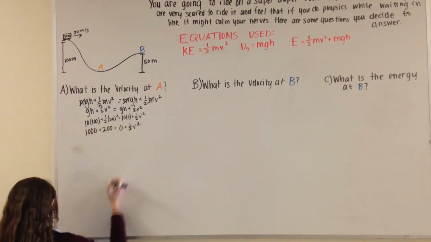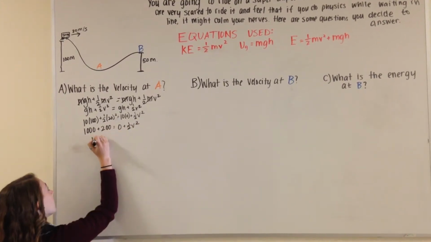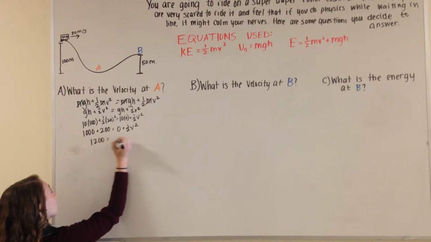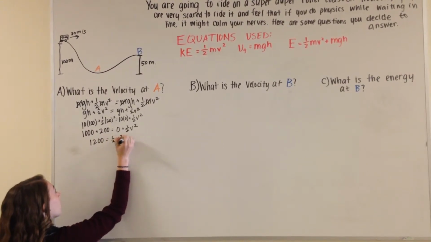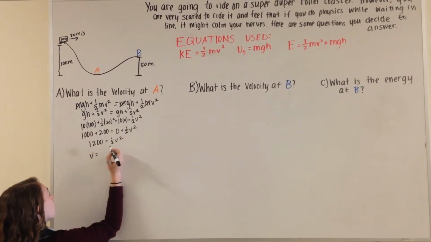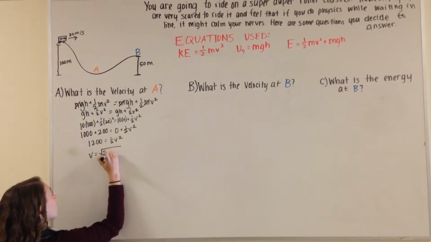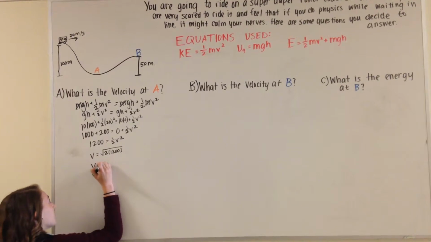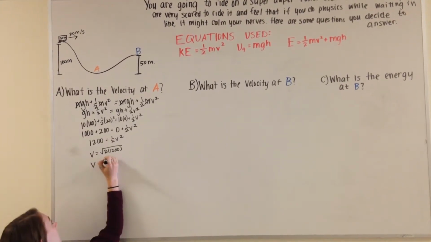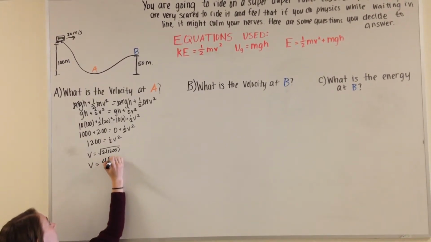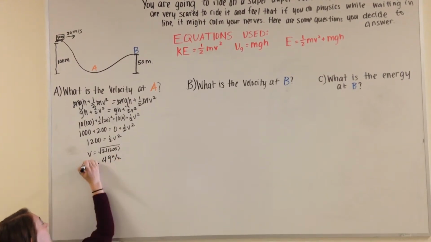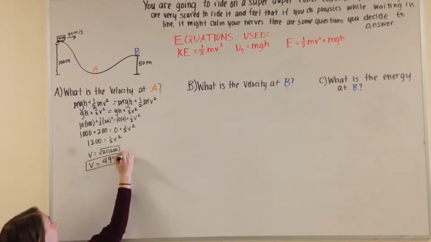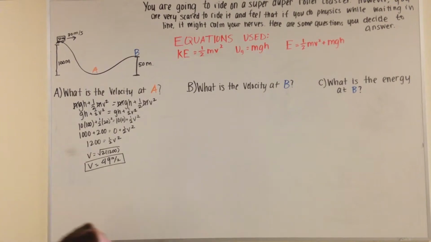When you multiply the numbers together, you get 1,200 is equal to 1/2 v squared. Next, we're going to multiply by 2 on both sides and then square root it. So we get v is equal to the root of 2 times 1,200. So velocity is equal to the root of 2,400, which is 49 meters per second. So the velocity at point A is 49 meters per second.